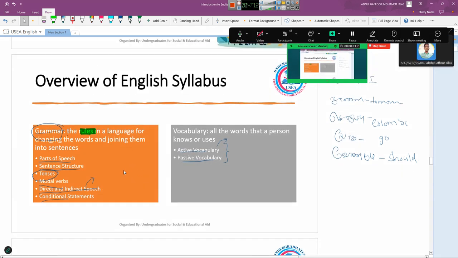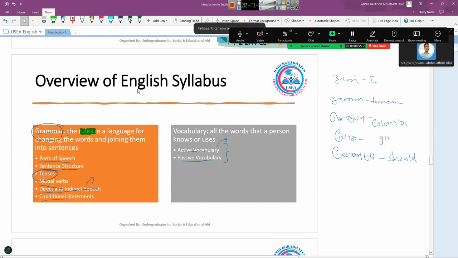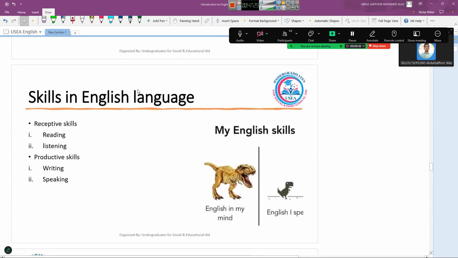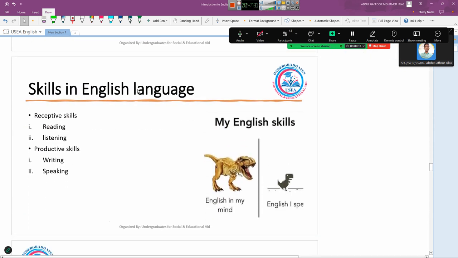So this is the overview of the English syllabus, right? This is what we are going to study. But beyond this, we are going to practice. The practice is going to be the significant part of our course. I already told you, in any examination, they will be testing these four skills in the English language. We can categorize them into receptive skills and productive skills.